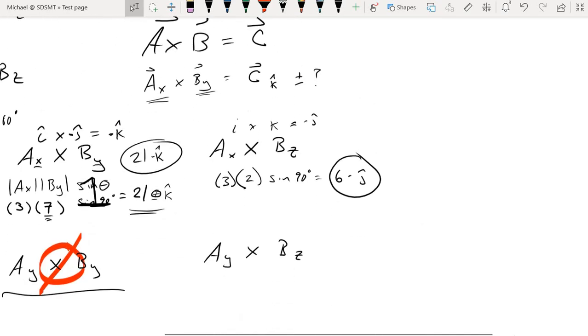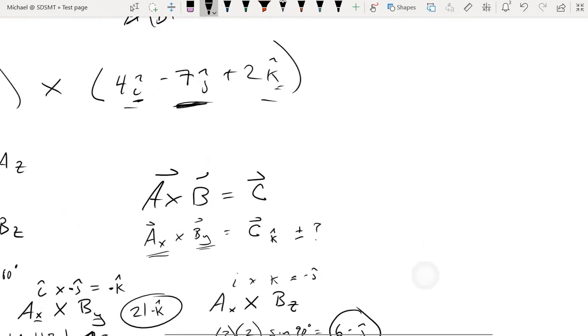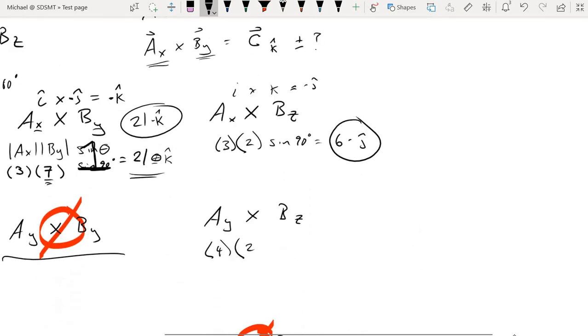AY, magnitude 4. BZ is magnitude 2. Sine of 90. So we have a magnitude of 8. J hat cross K hat. Both components were positive. So positive J hat cross positive K hat. That does go with the alphabet, so we get a positive I hat as a result from that.